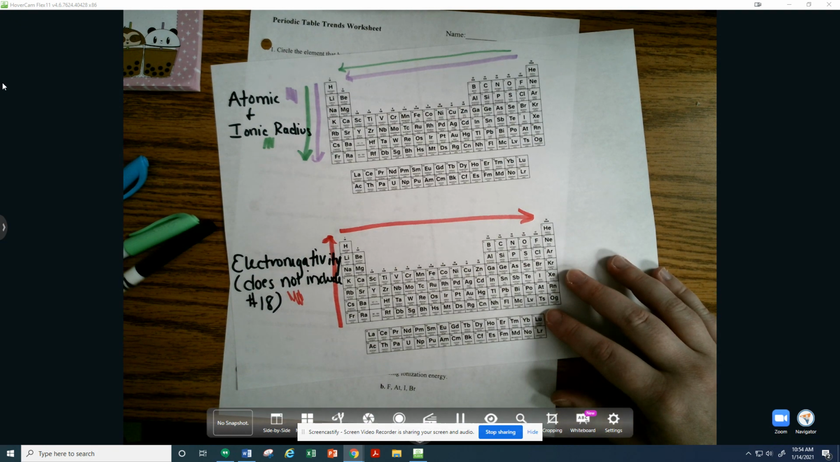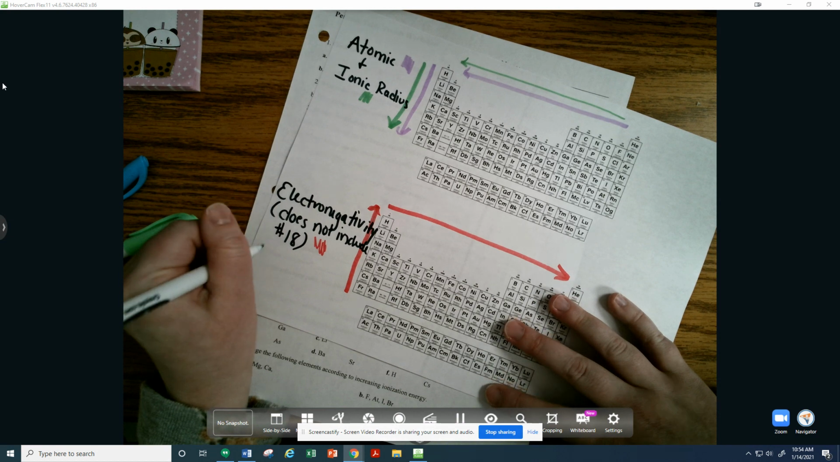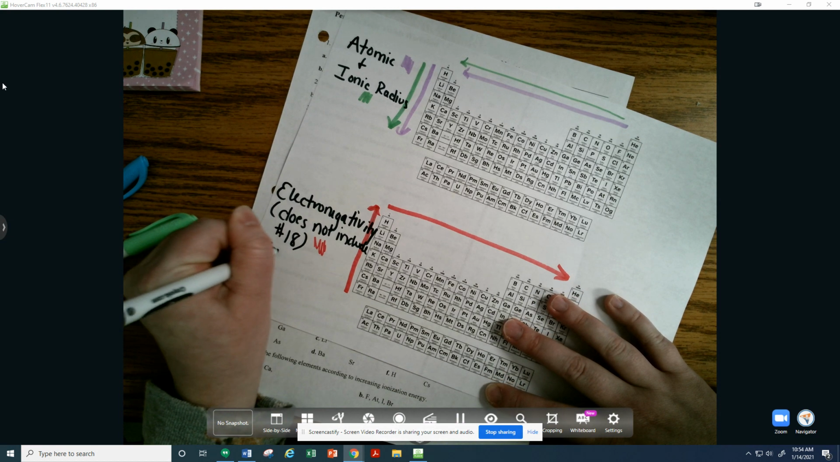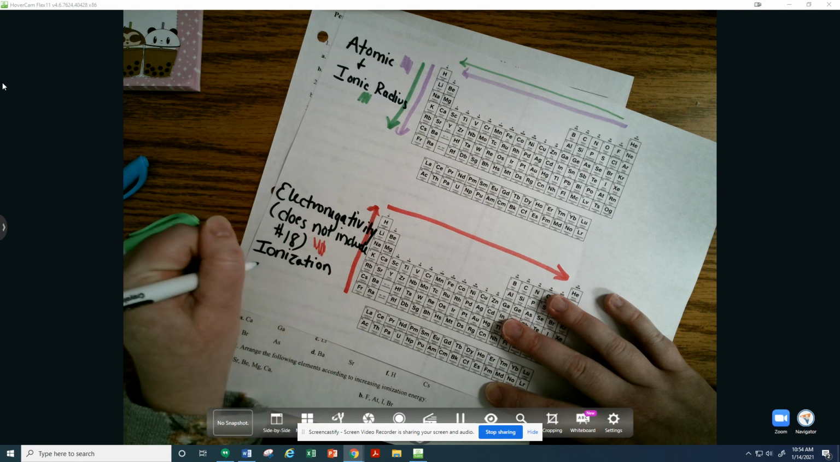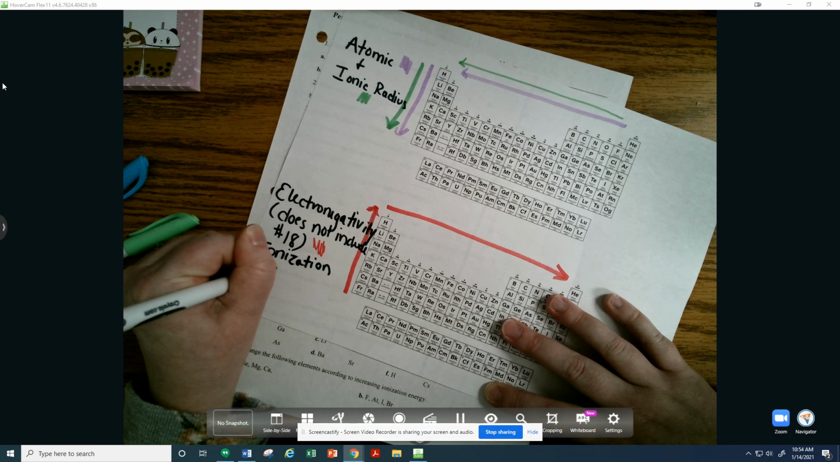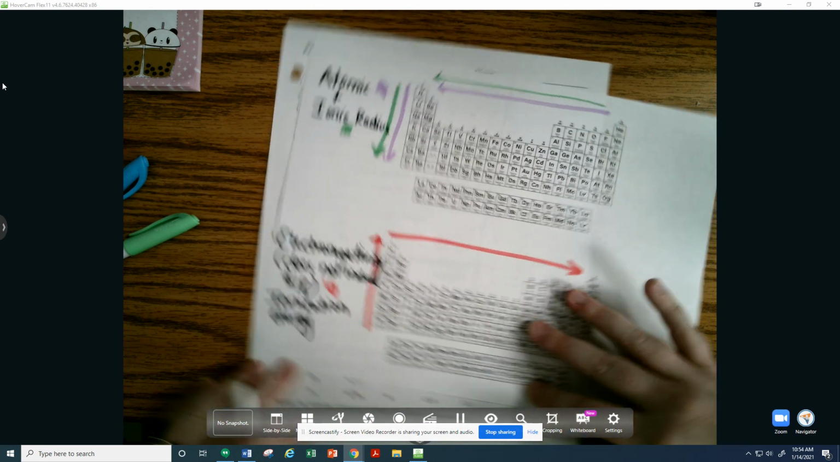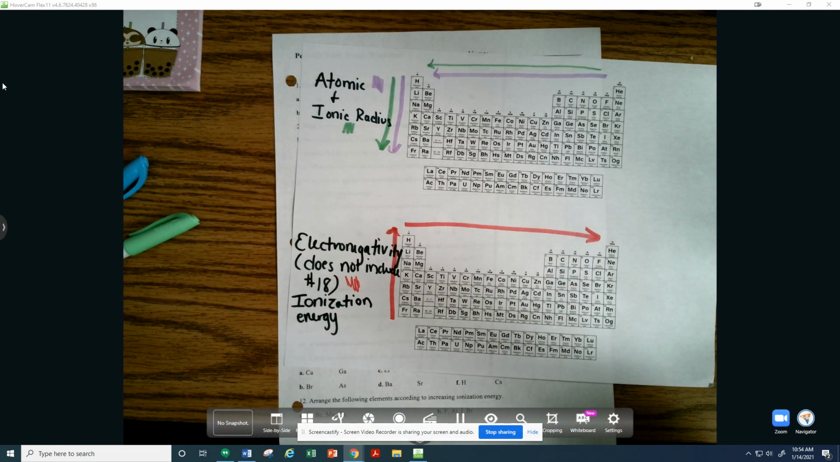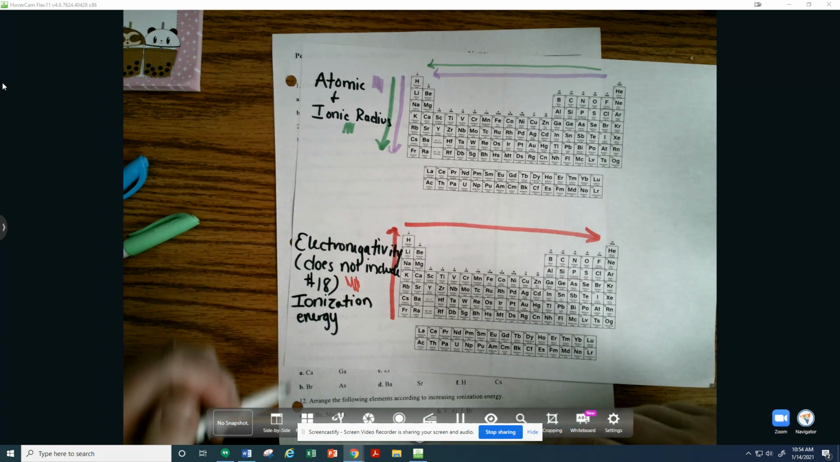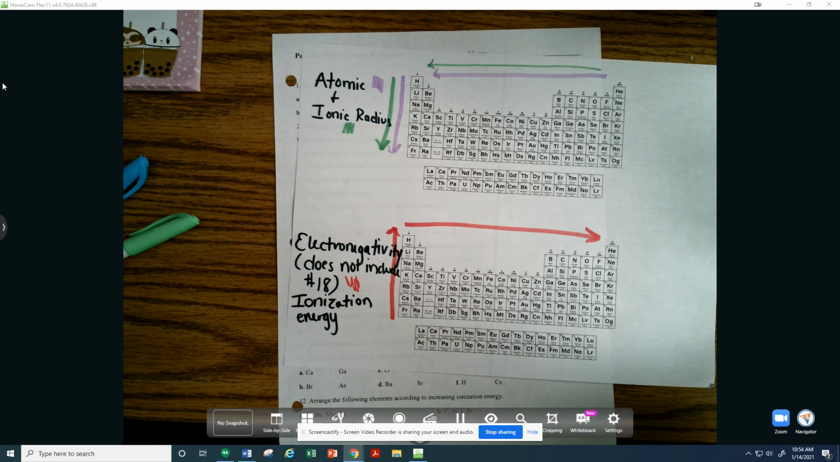The last trend we talked about is ionization energy, which also deals with electrons. The difference is ionization energy is looking at how much energy it needs to take away electrons. So electronegativity, I think of it like a magnet. How big is the magnet for attraction for electrons? Ionization energy is kind of like tug of war on how much of a fight that element is going to put up giving away that electron.